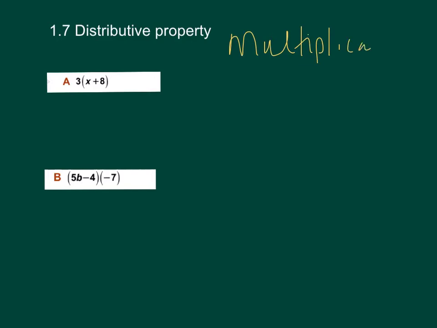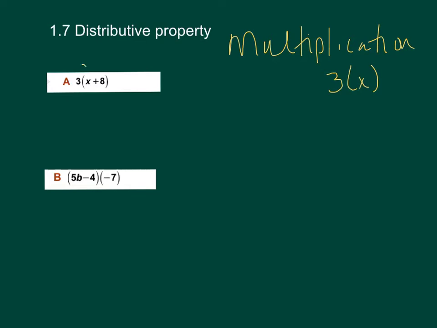Okay. So the first problem, problem A, there's a 3 outside the parentheses, and whenever there's a 3 or a number next to parentheses, it means to multiply. Okay, even if it's like this. Okay, that's a multiplication problem. Alright, so the 3 gets multiplied to everything or distributed to everything that's inside the parentheses.